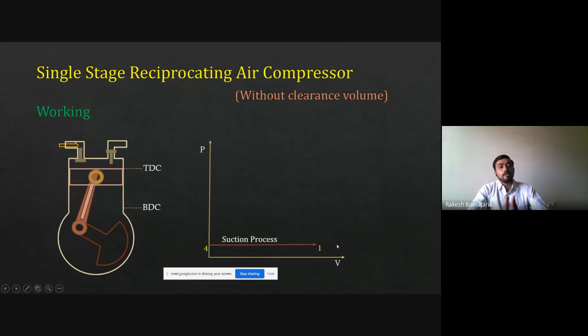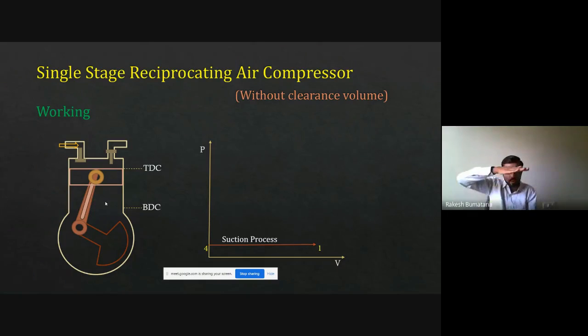Now our piston is at BDC, bottom dead center, at this position. Now, due to the continuous motion of the crankshaft, the piston will move from BDC to TDC. When the piston moves from BDC to TDC, the volume of the cylinder will decrease.